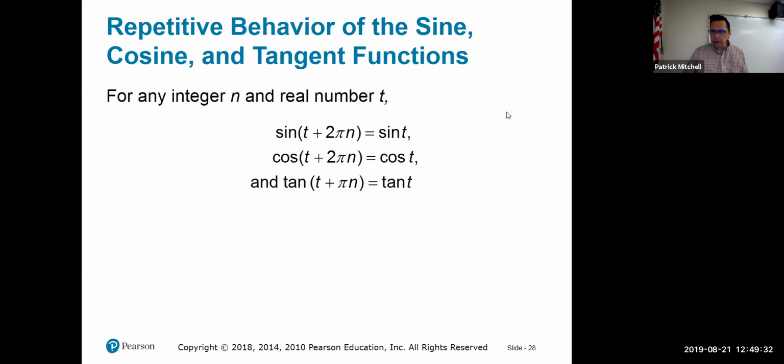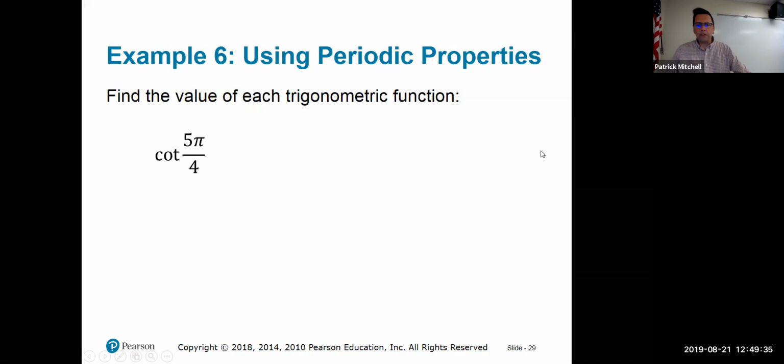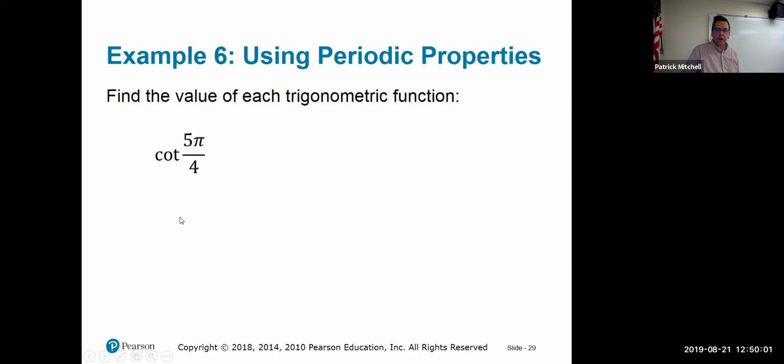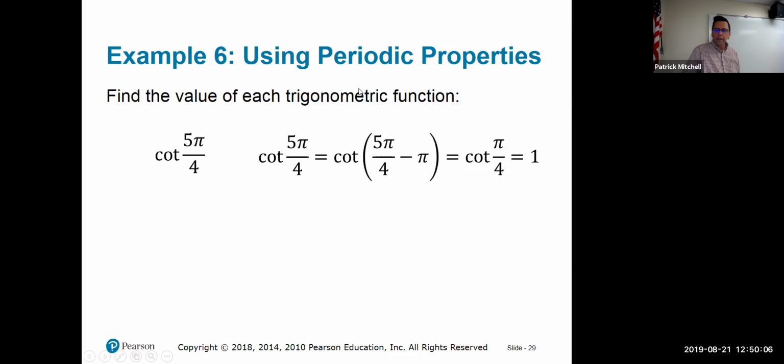If I can get there. Here we go. Okay, so they want me to find the value of the cotangent of 5 pi over 4. Now 5 pi over 4 is not an angle that we've talked about before. So here's what I'm going to do to find this value. I'm going to say, okay, I know that the cotangent function is periodic. It has period pi. So instead of talking about 5 pi over 4, why don't we talk about 5 pi over 4 minus pi, all right?